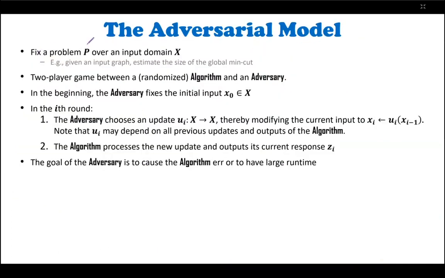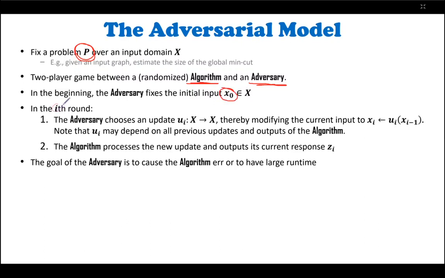Formally, we assume that there is some problem that we are interested in. For example, the problem of estimating the size of the global min cut in the graph. Now we consider a two-player game between a randomized algorithm and an adversary. In the beginning, the adversary specifies the initial input x0.